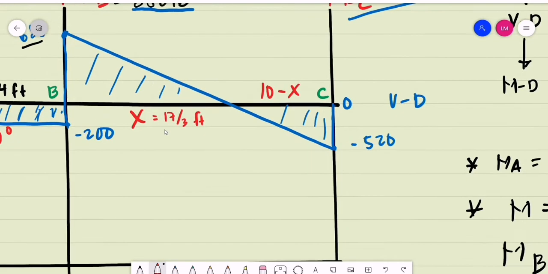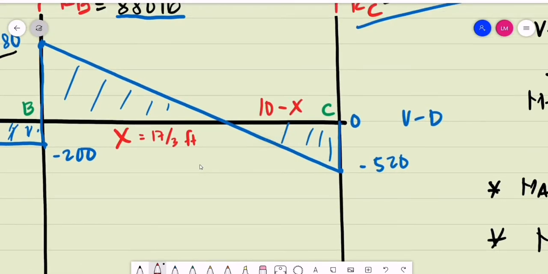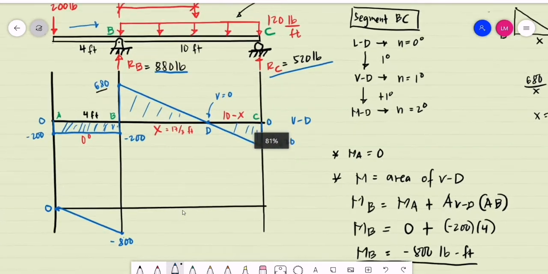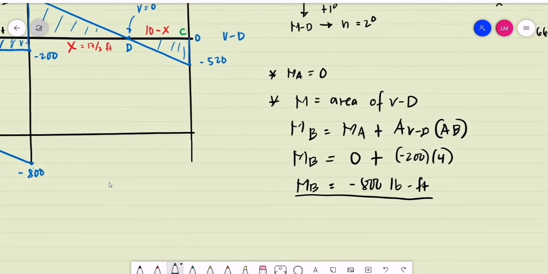Can we now compute for that area? But somewhere between point B and point C, we have a point wherein the magnitude of the shear is equal to 0. So we introduce a new point, let's say that is point D. How do we compute for the moment at point D? That is the moment wherein we have zero shear.